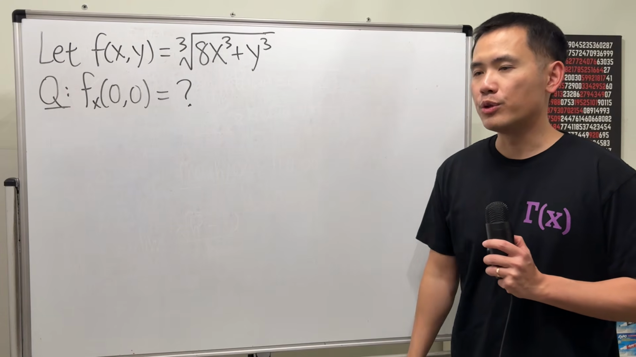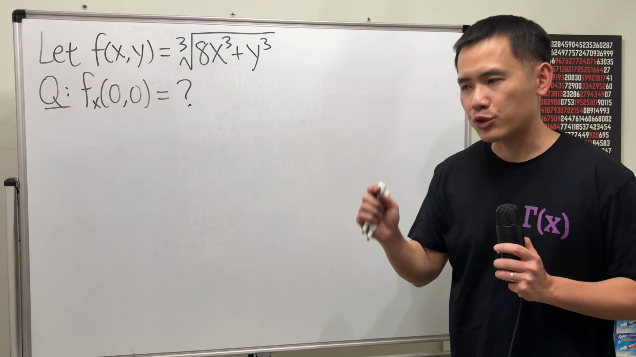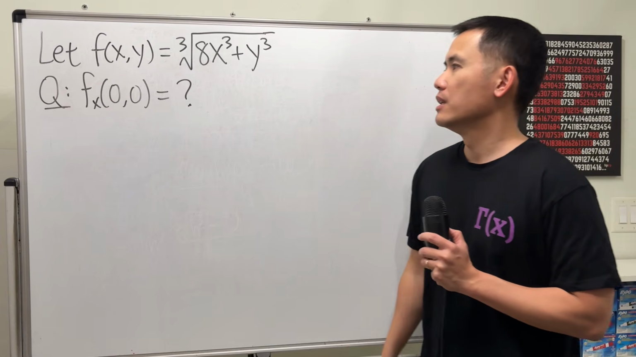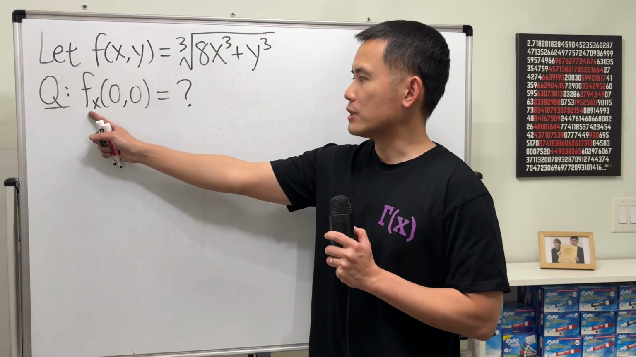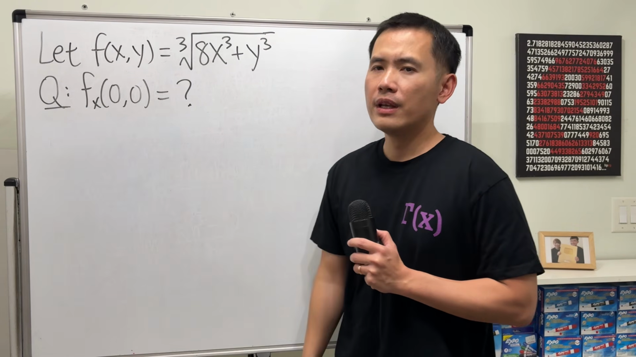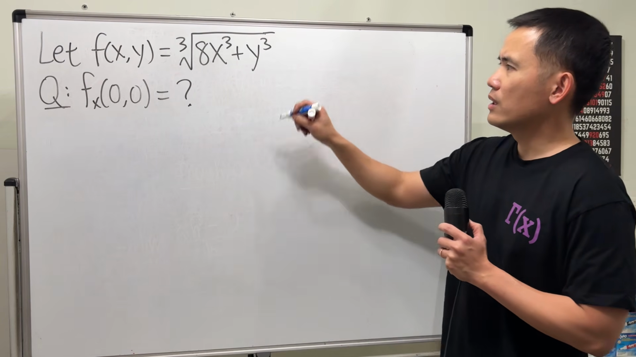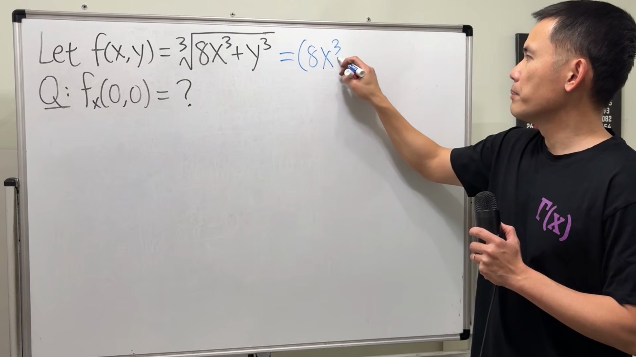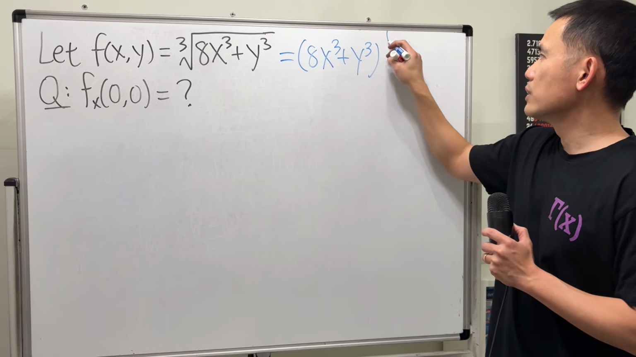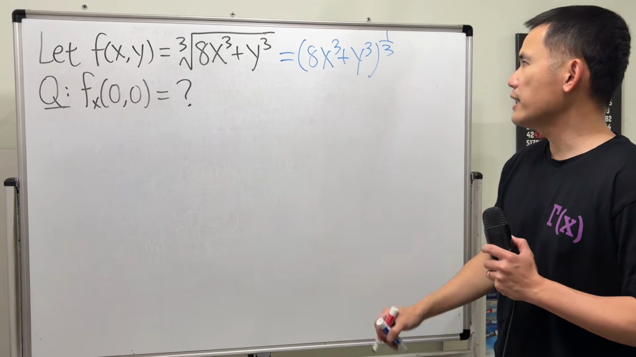I want to use this example to show you that when we're working with partial derivatives, we have to be extra careful sometimes. Let's have a look. We have this function, and the goal is to just find the partial with respect to x at 0, 0. At first you might be wondering, can we just write this as the power function? Look at this as 8x cubed plus y cubed raised to the 1/3 power and do the usual power rule and the chain rule. Sure, let's try that.